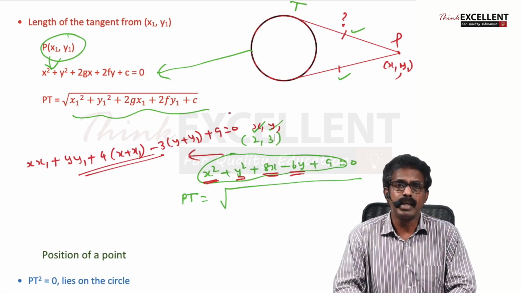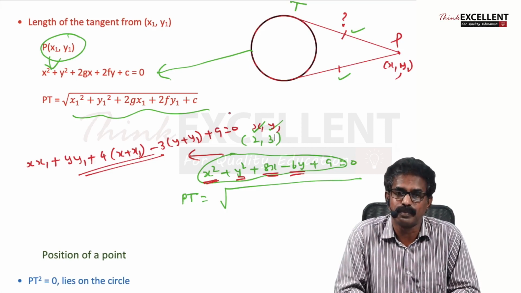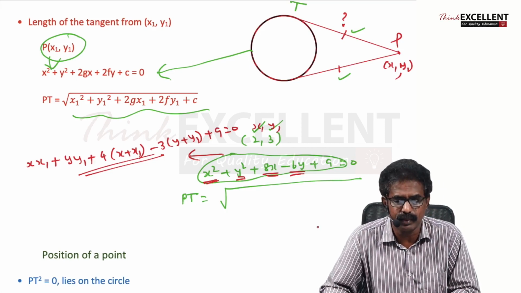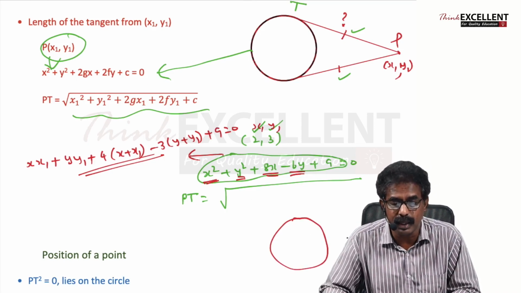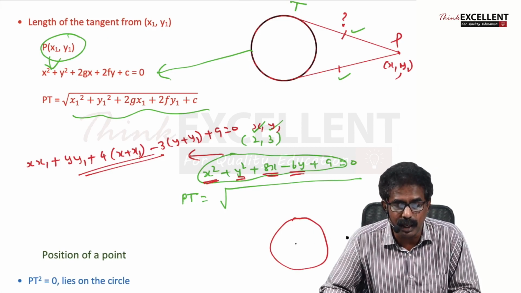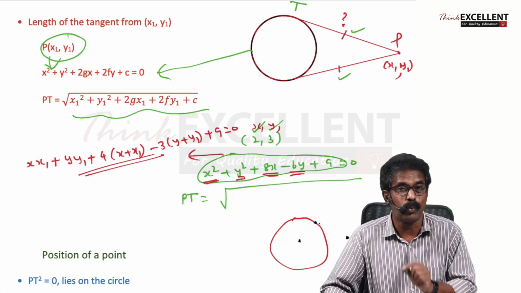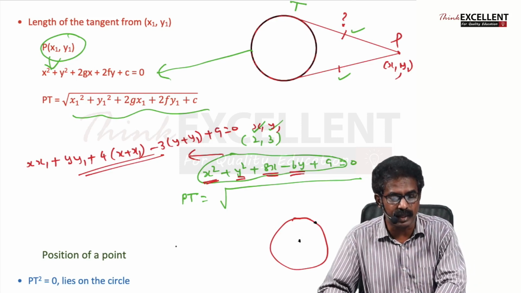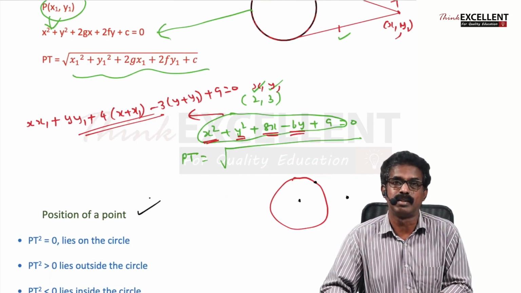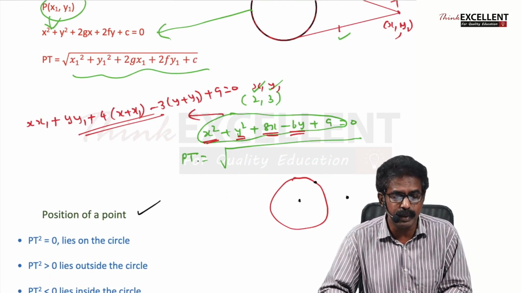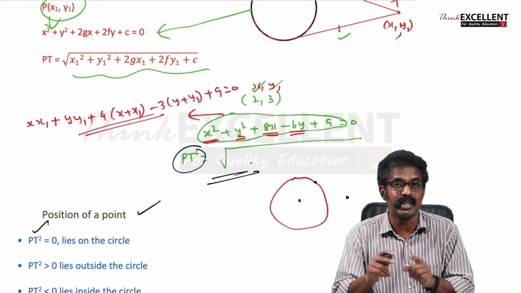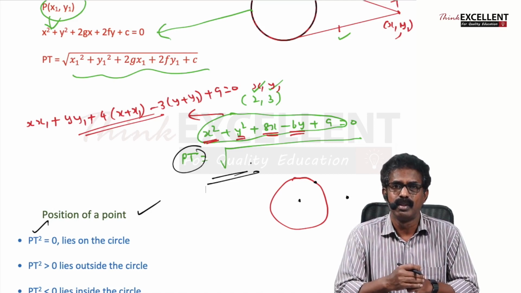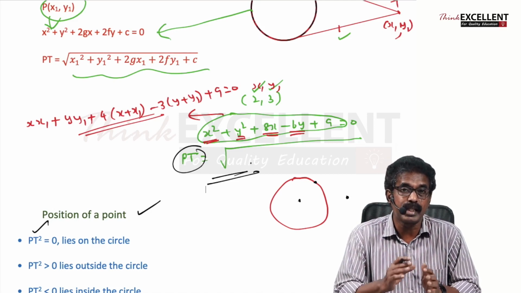Okay. Now next we are going to see position of a point. Suppose a circle is given and a point is given. The point, where it lies, sometimes the point may lie outside. Sometimes the point may lie inside. Sometimes the point may lie on the circle. So where the point lies, that is the next result, position of a point. So here instead of PT, you find PT square. PT you did now, right? Length of the tangent. So you find PT square. That means you don't need to take square root.